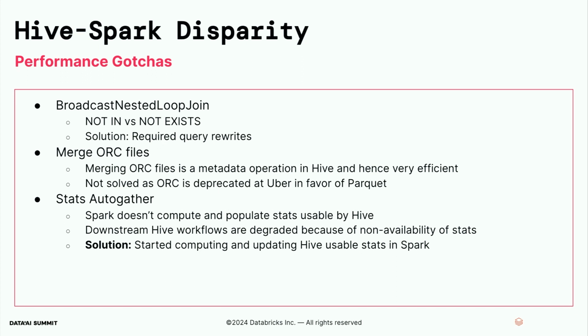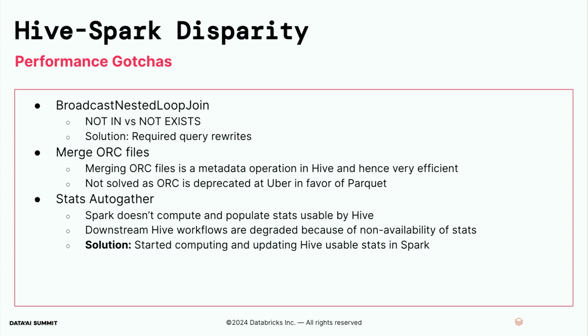We also saw performance degradation when a payload was writing to an ORC table, because when Hive merges ORC files into bigger files, it does a metadata operation which is quite efficient, while Spark triggers a shuffle stage, which increases the runtime significantly. ORC we have actually deprecated at Uber in favor of Parquet, and we have very few last tables still using ORC. So we've not yet solved this problem.